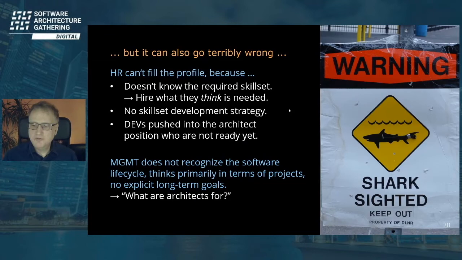One thing I've seen more than once is that the management of the company just doesn't know what software architecture is all about. They are very cash flow driven. They do not recognize the software lifecycle. They do not value the long-term goals of software architecture, the things a software architect should care about. They think in terms of projects, and they haven't stated their long-term goals. There's no strategy behind it. So this is a really difficult working environment for architects.